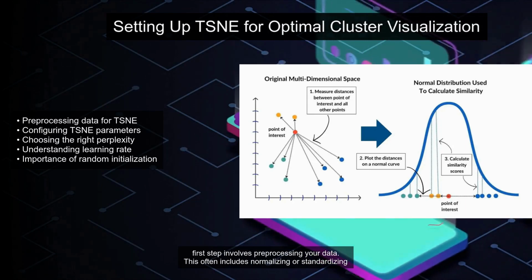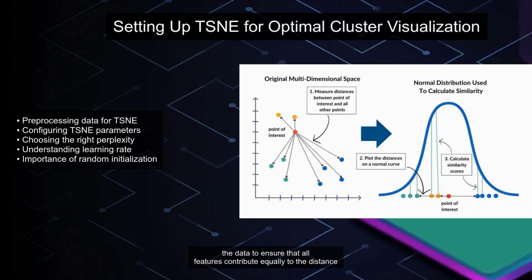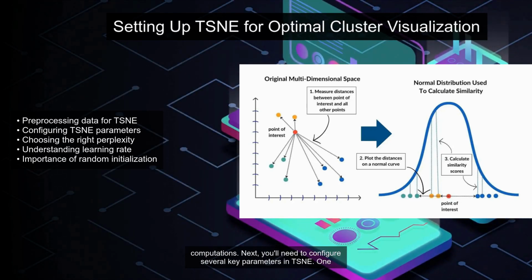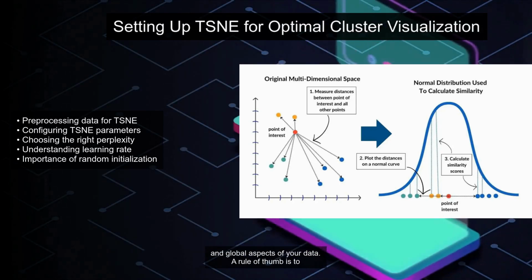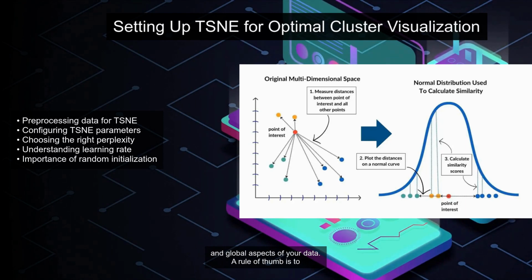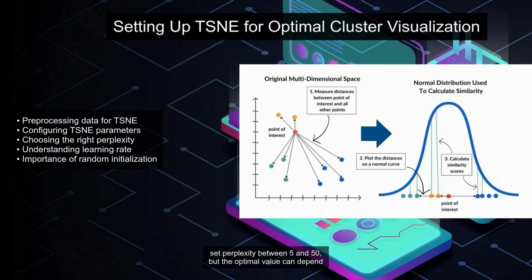Setting up TSNE properly is crucial for achieving optimal cluster visualization. The first step involves preprocessing your data. This often includes normalizing or standardizing the data to ensure that all features contribute equally to the distance computations. Next, you'll need to configure several key parameters in TSNE. One of the most important is perplexity, which affects the balance between local and global aspects of your data. A rule of thumb is to set perplexity between 5 and 50, but the optimal value can depend on the size and nature of your dataset.